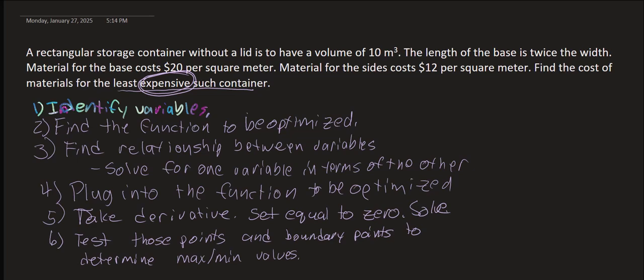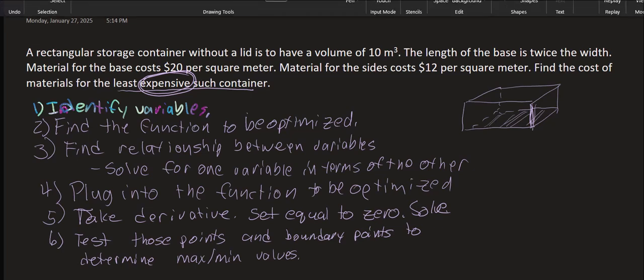Okay, so in this instance, to identify the variables, a lot of times you'll want to draw a picture if it's geometric. So we have a rectangular storage container without a lid. So here's our storage container, and we have the base is included, and the sides are included, but not the top. So we have the sides are included, and the base, but not the top.